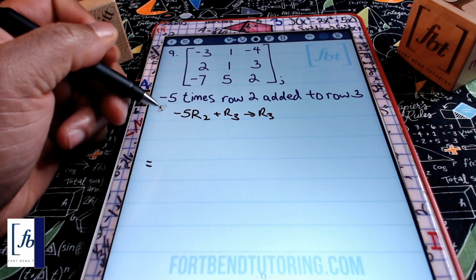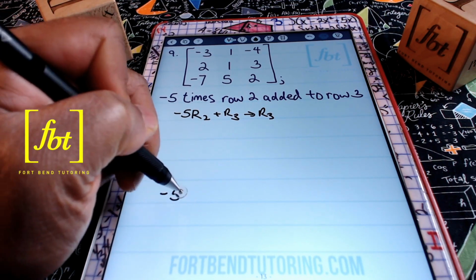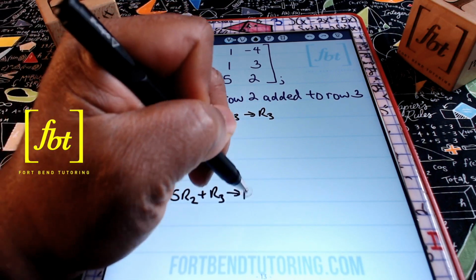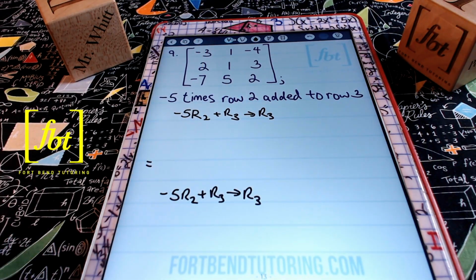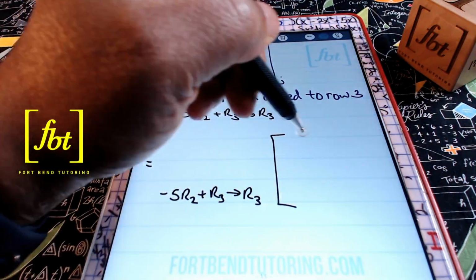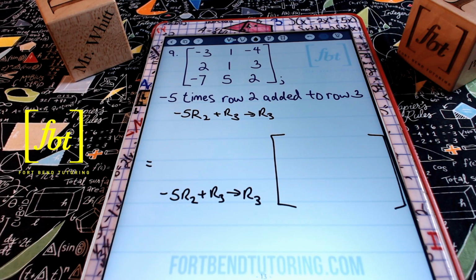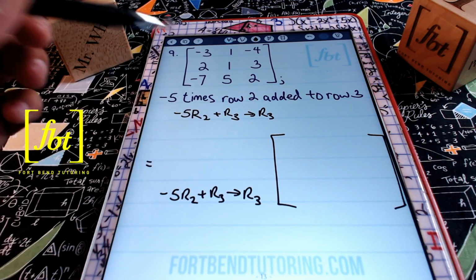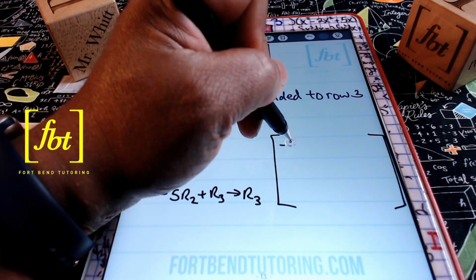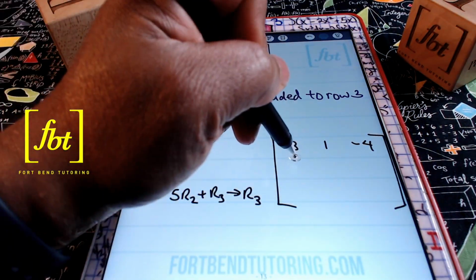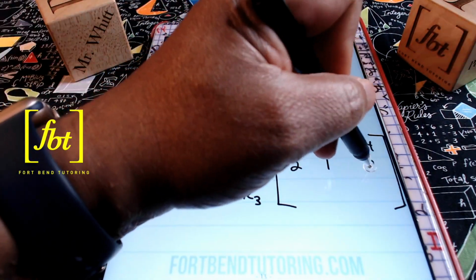We're going to start by writing our rule here, the -5 row 2 plus row 3, all of that going into row 3 as we finish things up. And I'll be starting out with my matrix. There we go. This rule tells me that row 1 and row 2 will be going unaffected. That's right. Since we'll be putting the resultant of this operation in row 3. That means that row 1 can remain as -3, 1, and -4. And row 2 remains as 2, 1, +3.